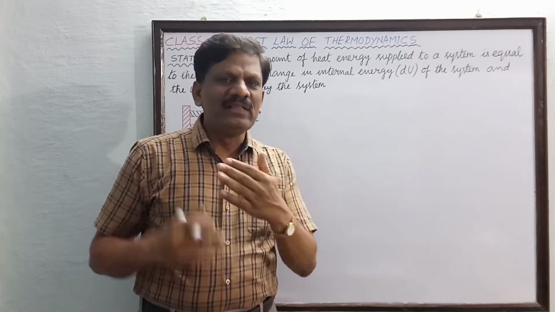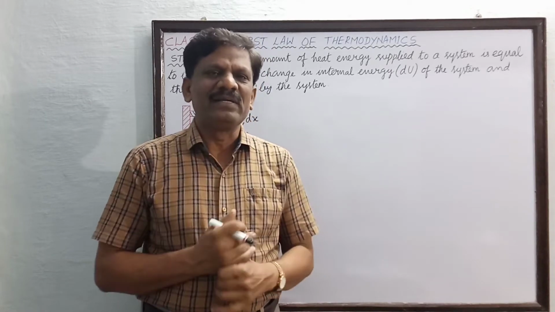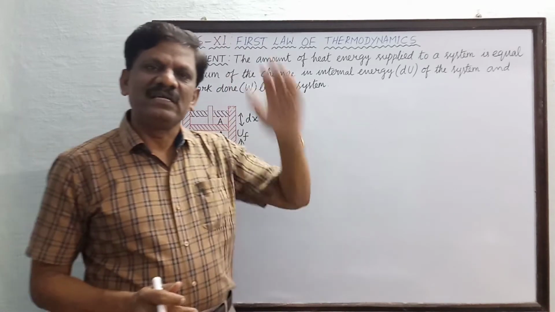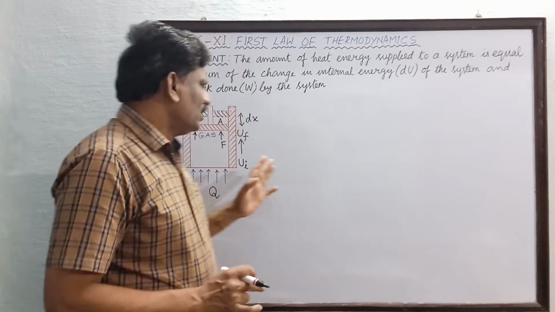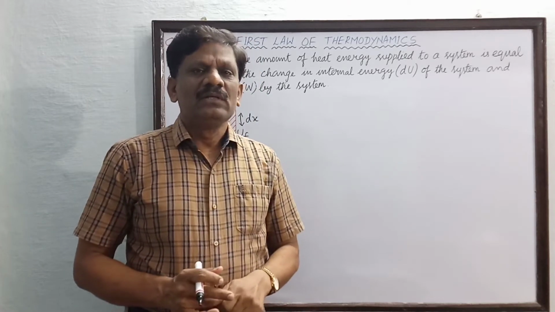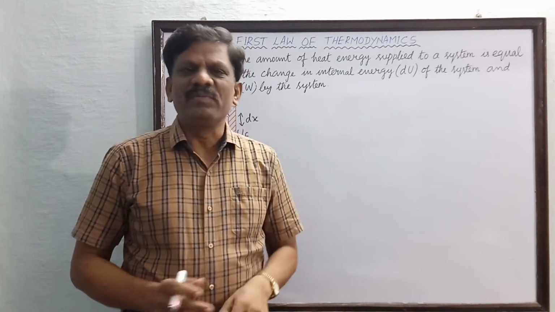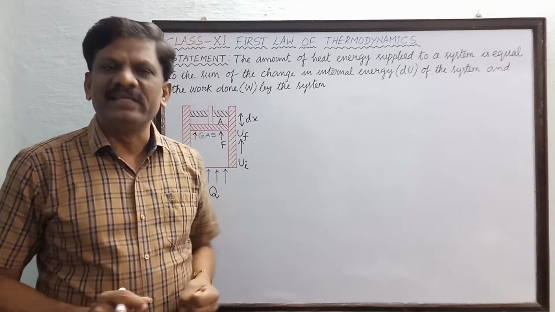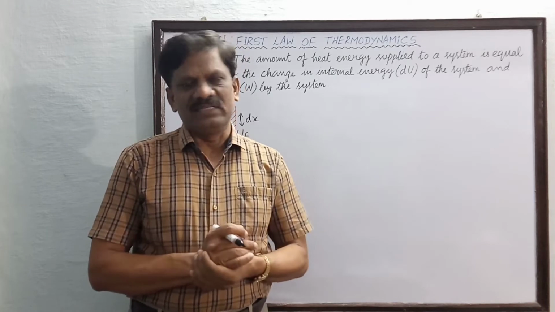And naturally the remaining part of the heat must have been utilized for what job? For what purpose? To perform work, that is, to push the piston upwards. So the total heat supplied must be equal to the sum of the two jobs performed by the gas. That means one is the change in the internal energy of the system, and what is the second one? The work done by the system.